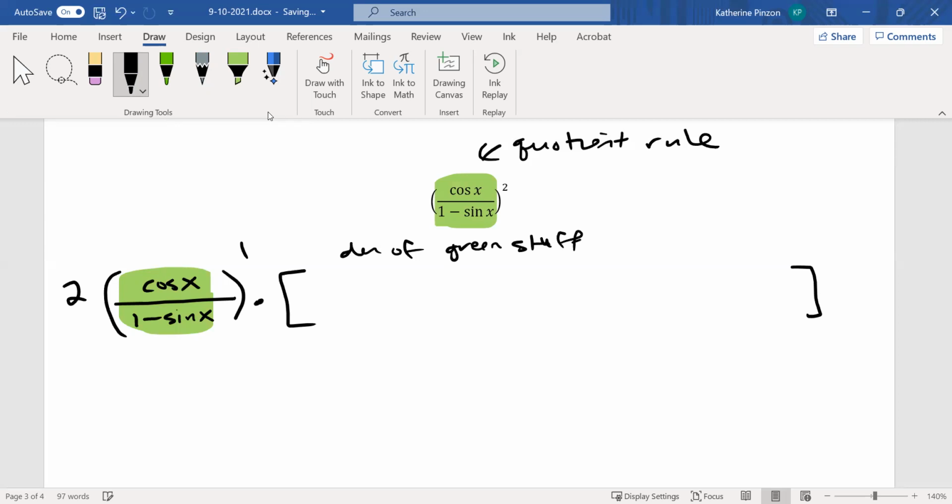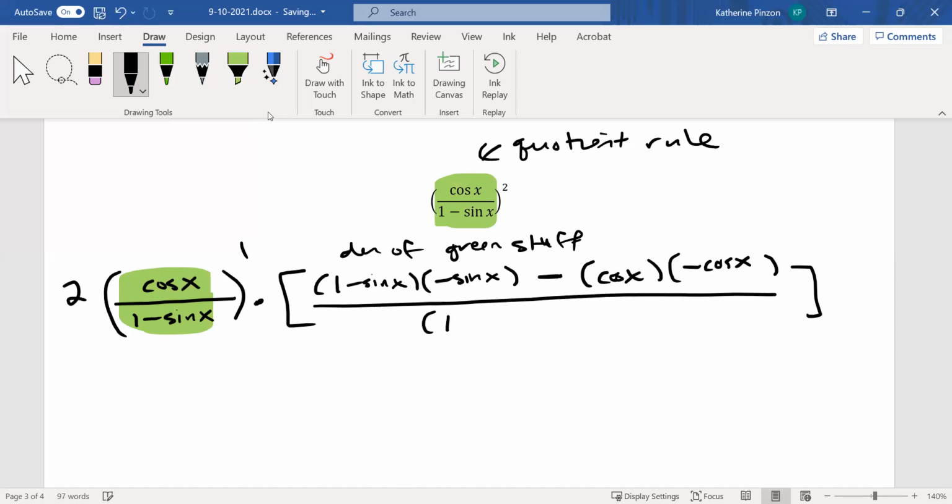The derivative using the quotient rule. So the quotient rule says what? Yeah, derivative of the top times the bottom. So 1 minus sine x times the derivative of cosine. What's the derivative of cosine? Negative sine, minus top times the derivative of the bottom. So derivative of 1 is 0. Derivative of negative sine is negative cosine, all over the bottom function squared.